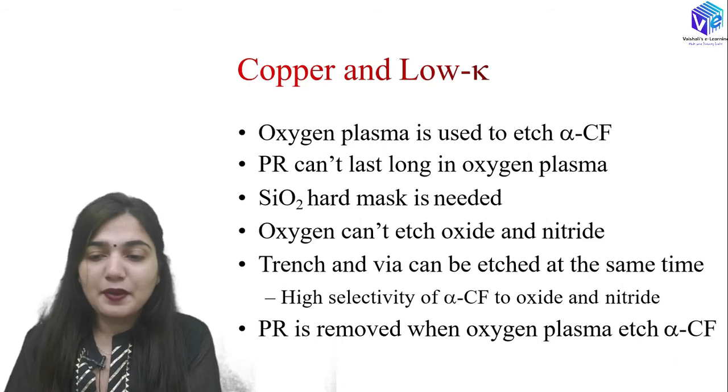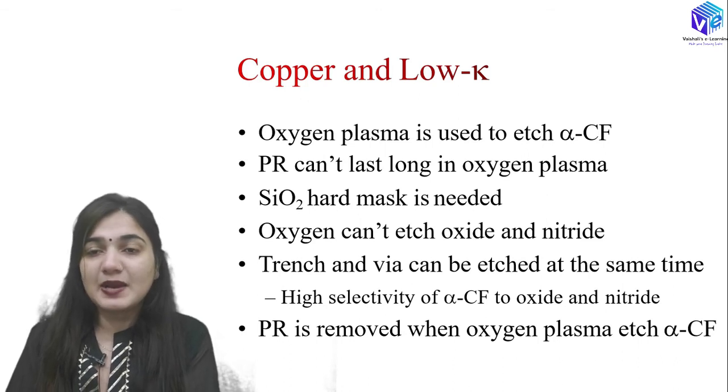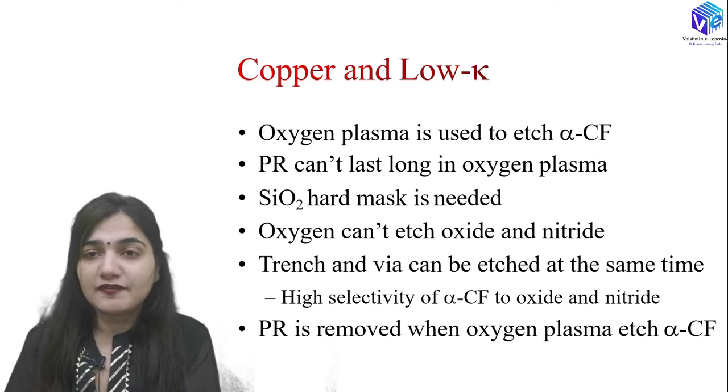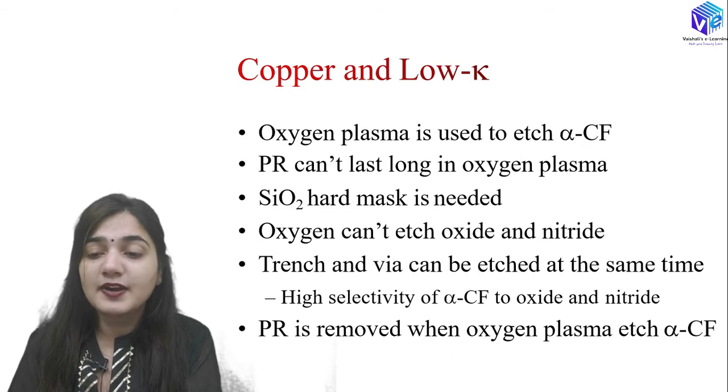Now PR cannot last longer in the oxygen plasma. This is a very big disadvantage of using the oxygen chemistry to etch out the alpha CF. I cannot have a very highly sustained photoresist. So now here SiO2 hard mask is needed. This is again a disadvantage.